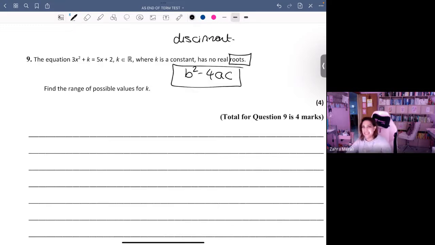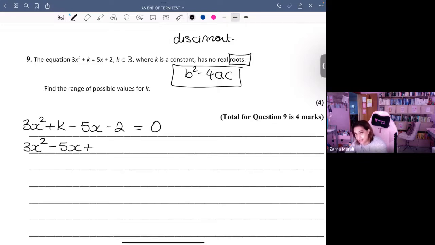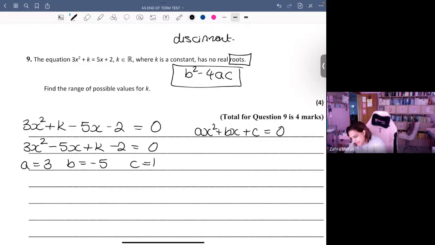So to do that, we need everything on one side. So I'm going to move the 5 and the 2 onto the left-hand side. I'm now going to put my squareds first, then any x's, then anything else, because I want it in the form ax squared plus bx plus c equals 0. So I can identify that my a is 3, my b is minus 5, and my c is k minus 2. So when I do b squared minus 4ac, it's no real root, so it's less than 0.